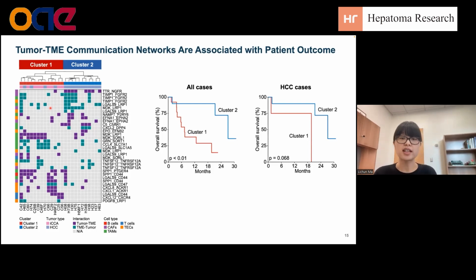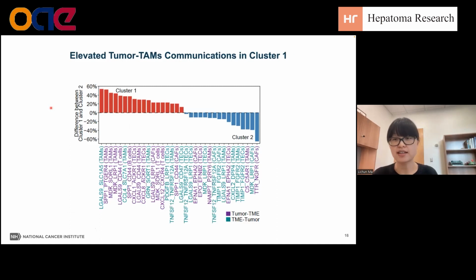To determine the key interactions of each individual cluster, determined by using the hierarchical relationship, we evaluated the difference between the proportions of each ligand receptor interaction in the two clusters. Noticeably, the ligand receptor interaction activities are polarized between the two clusters. For example, LGALS9-SLC1A5, SPP1-PTGR4, representing the communications between tumor cells and tumor-associated macrophages, were among the top of the interaction pairs from cluster 1.